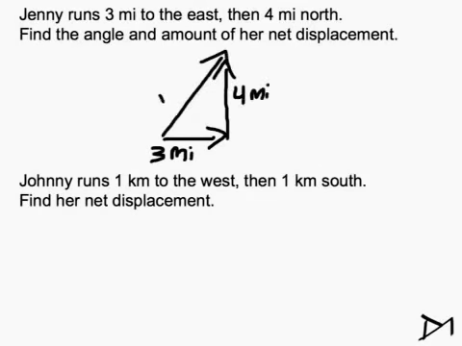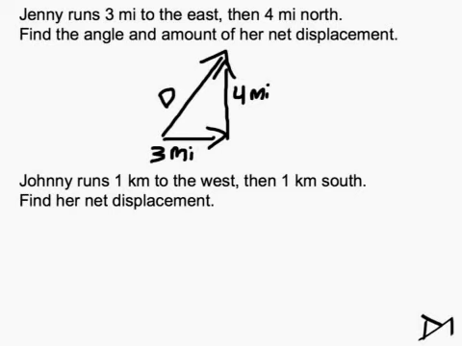Let's look at this example here. Jenny runs 3 miles to the east, then 4 miles north. Find the angle and amount of her net displacement. So we draw our vectors here. She runs 3 miles east, 4 miles north. 3 miles is the amount, the magnitude of the displacement, and the direction is to the east. Then 4 miles is the amount of displacement to the north.